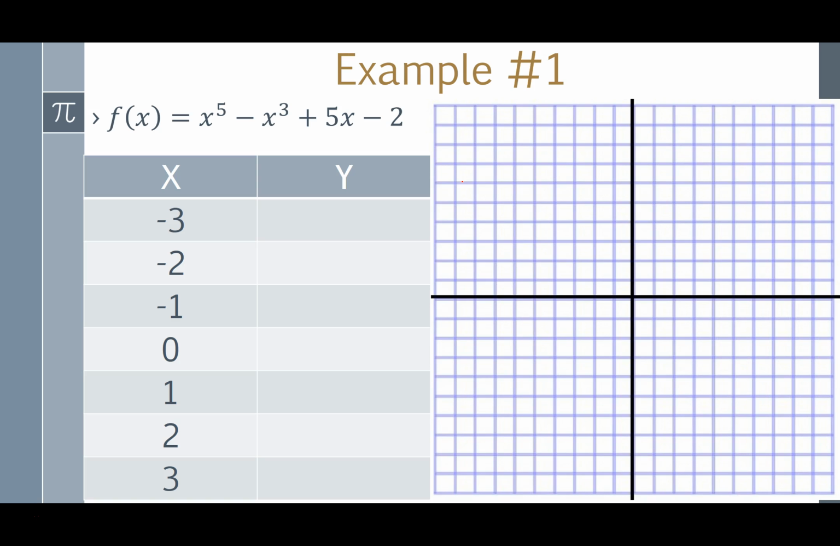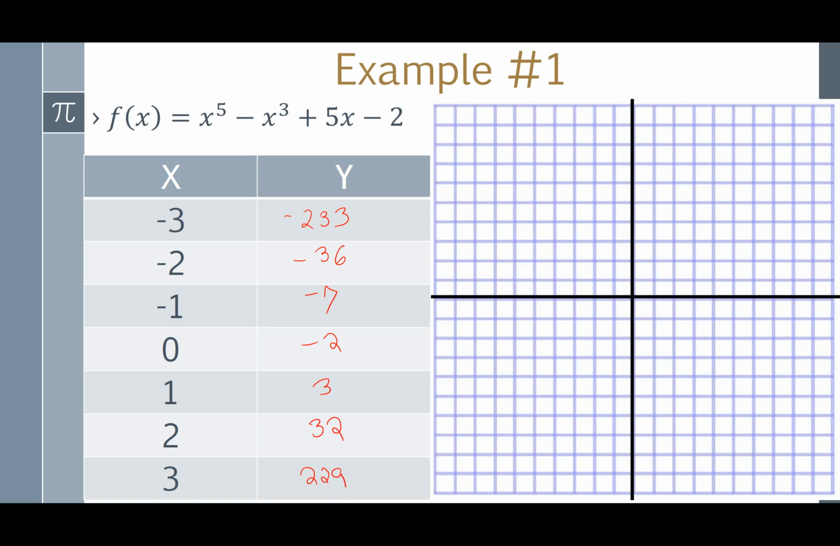We want to use our table function. It's generally second graph for your TI-83 or TI-84s. If it's something else, just make sure you let me know. Again, we should be going by ones, and we want to start at -3. So at -3 for x, we have -233 for y. And then -36, -7, -2, +3, +32, and +229.